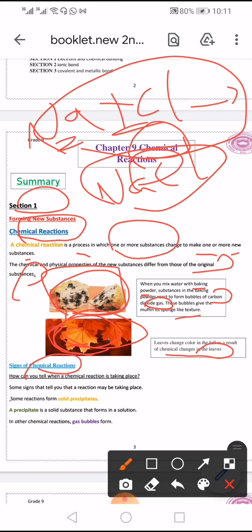Signs of chemical reaction. How can you tell when a chemical reaction may take place? Some reactions form a solid precipitate. Precipitate is a solid substance that forms in a solution. In other chemical reactions, gas bubbles form. So, how can you tell a chemical reaction is taking place? When a solid is formed, this sign is called a solid precipitate. Or when gas bubbles form, this is a sign that a chemical reaction happened.